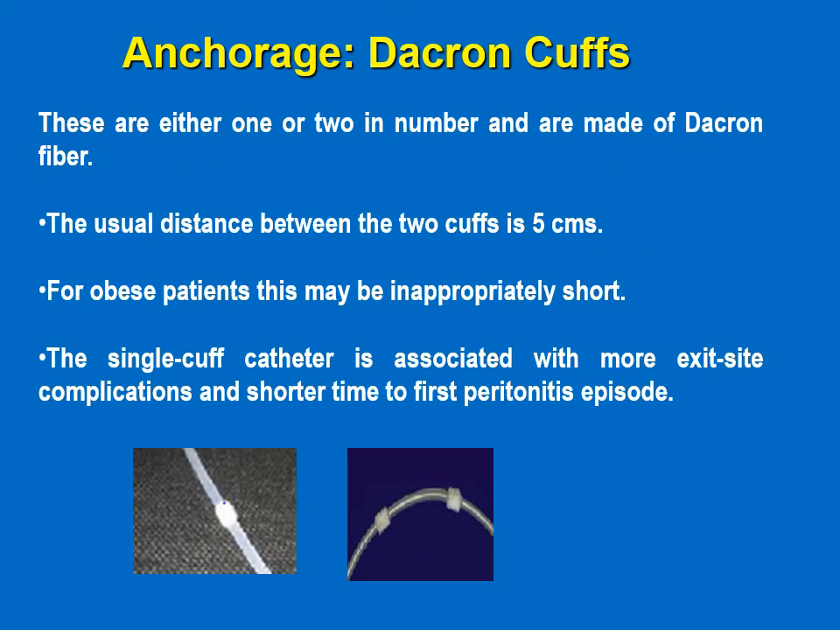Let's go for the anchorage of the catheter. How is the catheter fixed in place? Actually, it's fixed in place through two Dacron cuffs, as we can see here. These are cuffs made of Dacron material that allows ingrowth of fibrous tissue all around to fix the catheter in place. Most of the catheters are fixed just because of their fibrous ingrowth into the cuffs, not because of suturing.